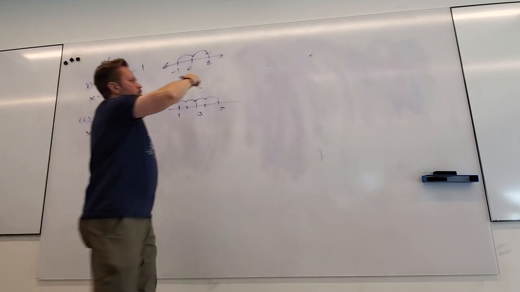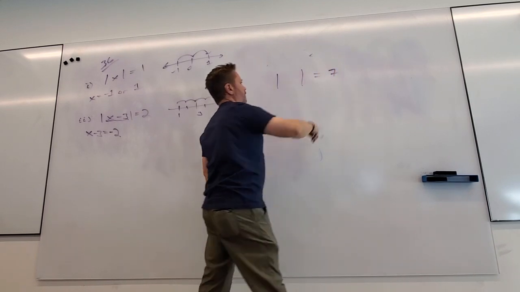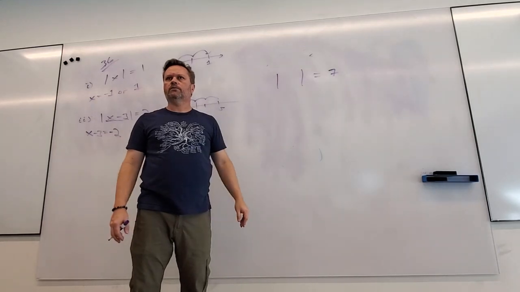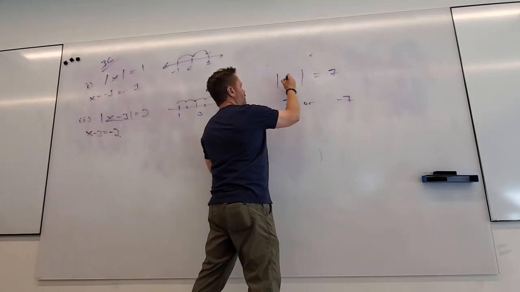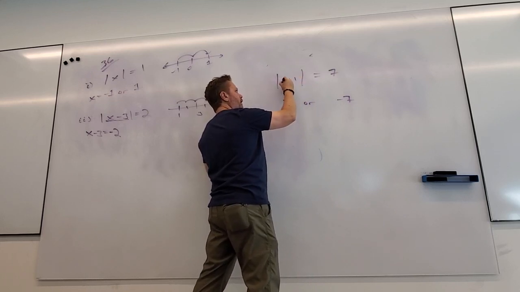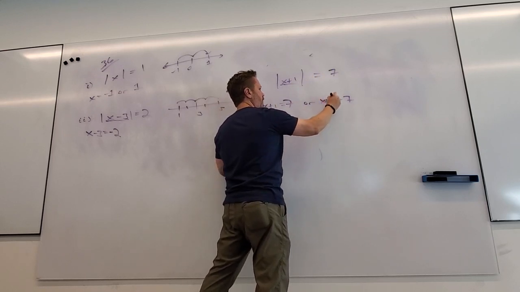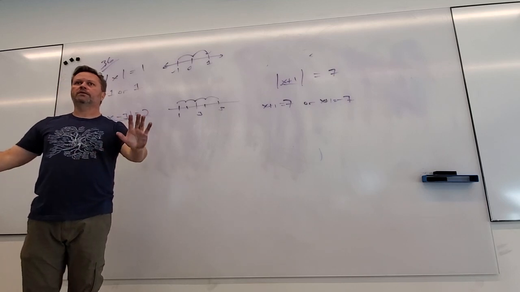All right, let me do this. What can you put inside of here to make this true? 7 or negative 7, right? So whatever is currently in here, do you agree that in order for this to be true, it would have to be 7 or it would have to be negative 7? Yes. Because that's exactly what you just told me.